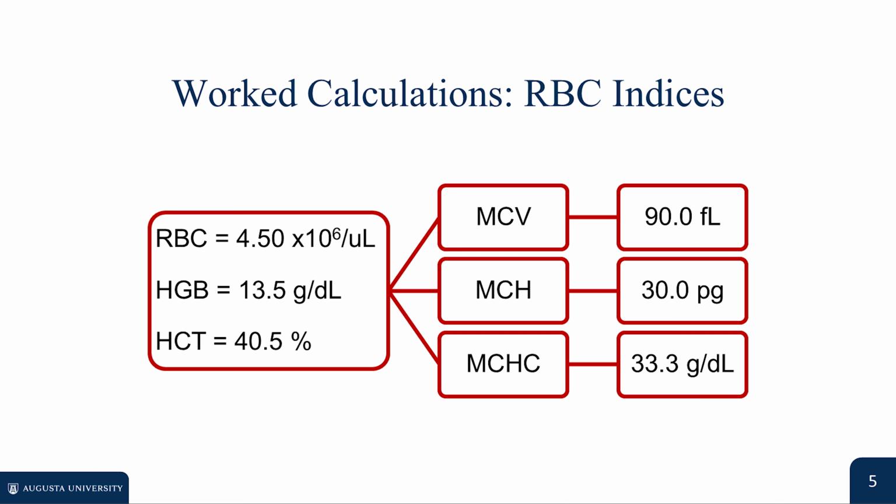For MCH, we take the hemoglobin value of 13.5 grams per deciliter, multiply by 10 to obtain 135, and divide by the RBC count of 4.50. This calculates to 30.0 picograms, placing the cells in the normochromic range of 28 to 34 picograms. Finally, to calculate MCHC, we multiply the hemoglobin of 13.5 by 100 to get 1,350 and divide by the hematocrit of 40.5. This yields 33.3 grams per deciliter, which confirms a normochromic erythrocyte population within the 32 to 36 grams per deciliter interval.